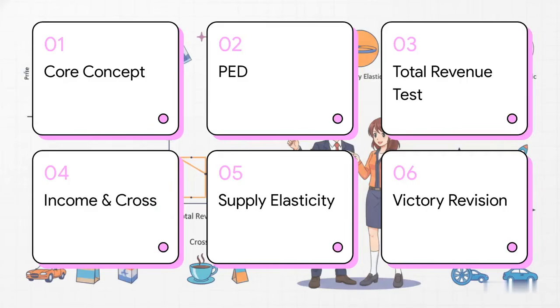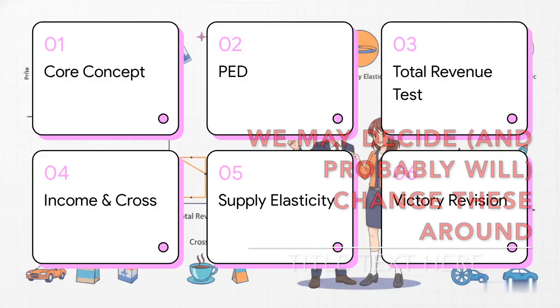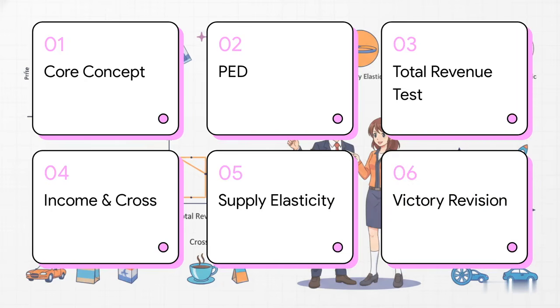Here's the tournament bracket we're tackling today. We'll start with the core concept, move right into price elasticity of demand, hit the total revenue test, tackle income and cross elasticity, check out supply elasticity, and wrap it all up with a victory revision.